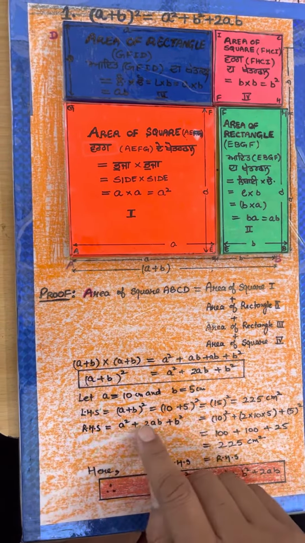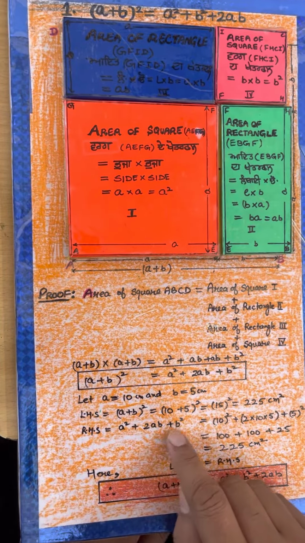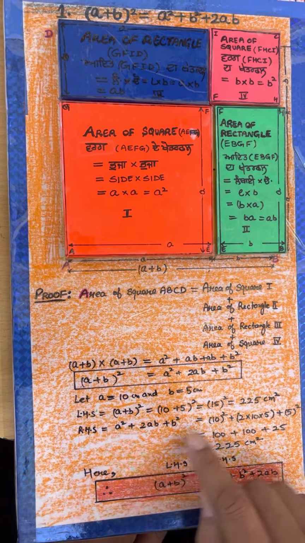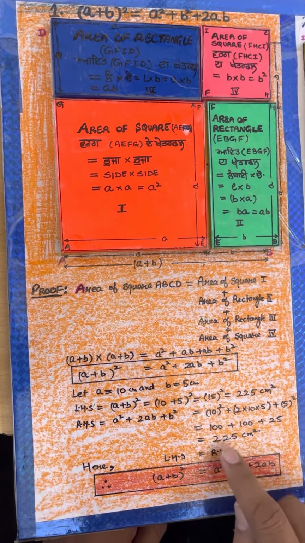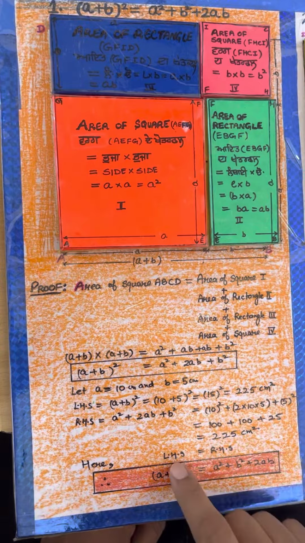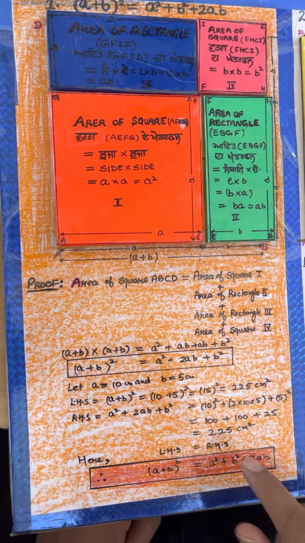Now take the right hand side, which is equal to a square plus 2ab plus b square. Side a is 10 and side b is 5. Put these values and solve it. You will get 225 centimeter square. Here the left hand side is equal to the right hand side.